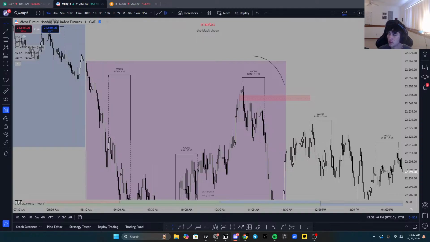Yeah, the old one. The old one is literally just the first inversion fair value gap you find during 10:50. That was the only model I was trading when I was doing my research.